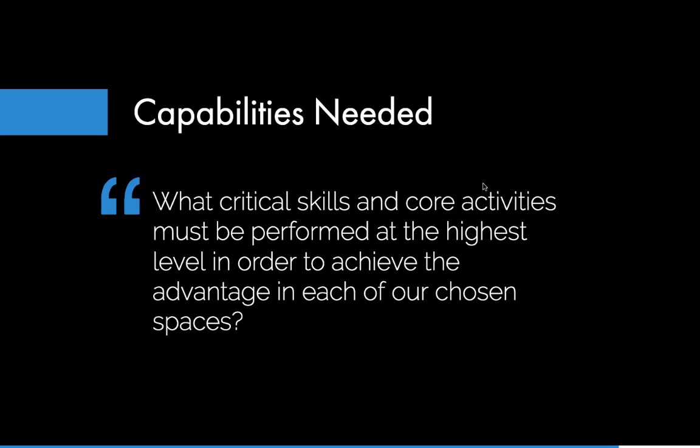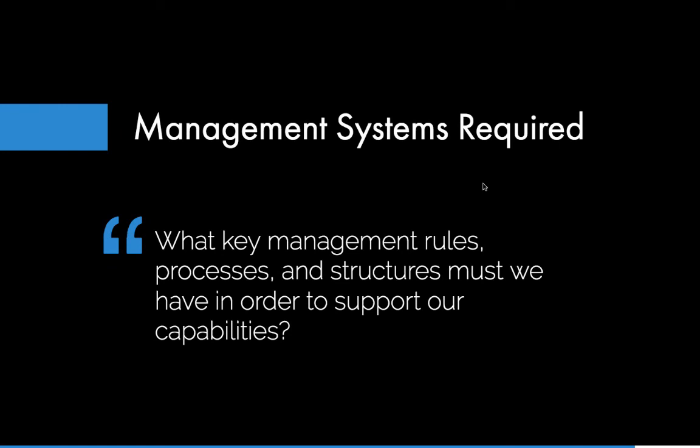You need to create campaigns that would result in perception in your target market with regards to the product or service you're offering. And then in order to pursue those capabilities, you need to have an environment to house those capabilities in order to achieve that low cost or differentiation strategy. So what key management rules, processes, and structures must we have to support our capabilities? What type of organization should you have? What is the organizational structure? What are the policies? What is the culture? You need to build that in relation to the capabilities you need to build in order to pursue low cost or differentiation.